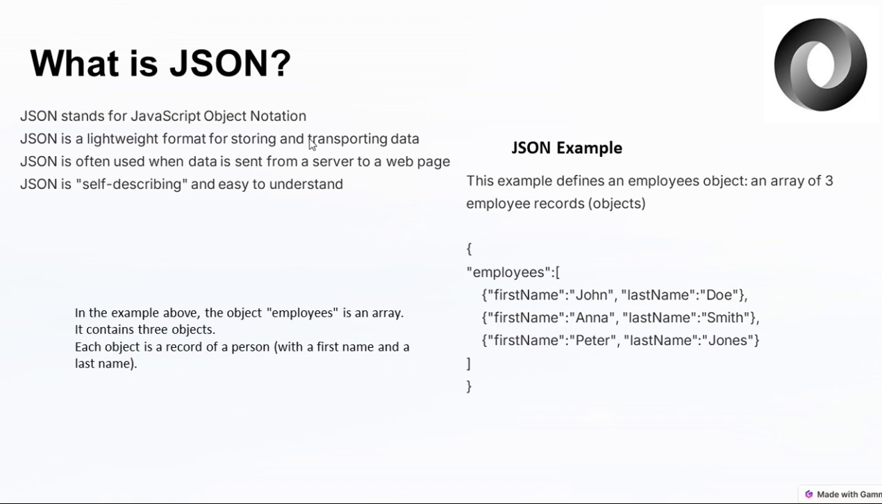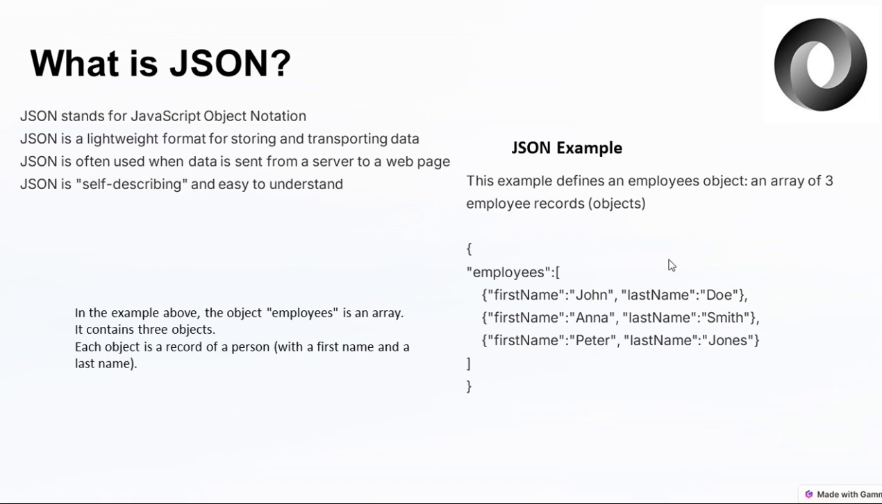JSON is a very commonly used format. Why is JSON so commonly used? It's a lightweight format as compared to XML, so it's very good for storing and transporting data. Hence JSON is often used when data is sent from a server to a web page. Also, JSON is self-describing. It's very easy to understand the JSON format.